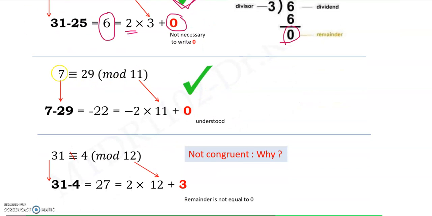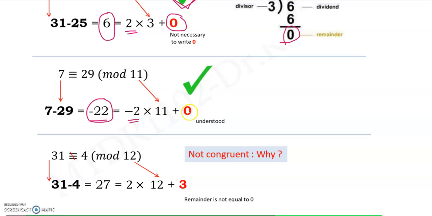Similarly, you see here 7 congruent 29 modulo 11. Same here. First you find the difference. 7 minus 29, that is minus 22. Then for this minus 22, you try to write the multiple of 11. Yes, here we can write 11 multiply minus 2. You can find this number minus 2.